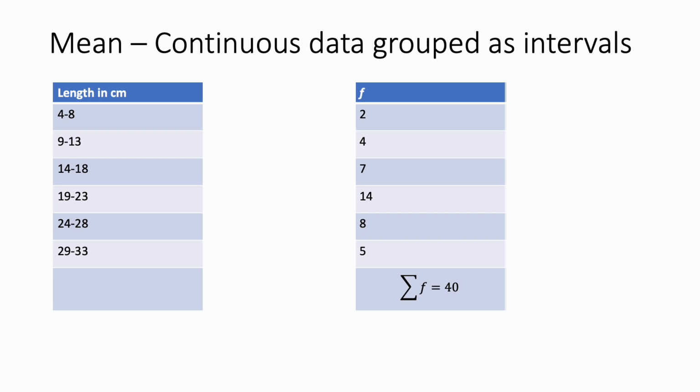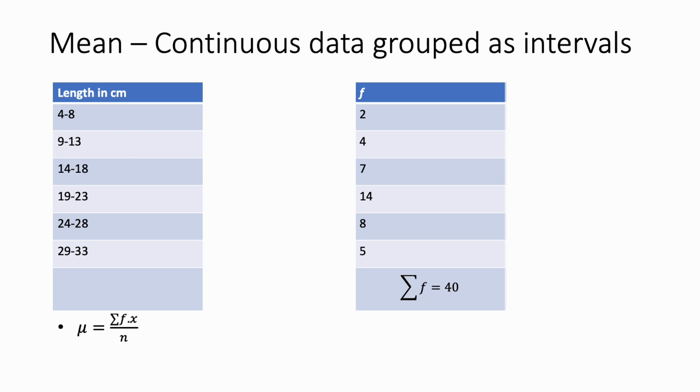Suppose we are now given ranges of values and their frequencies. This is common in continuous data where exact values cannot be measured. Refer back to the earlier video on continuous data if you don't know what we mean. For example, here are lengths measured and they are given as groups or intervals. So the first length group is from 4 to 8 centimeters, and this group is represented twice. So this is why its f value is 2 in the first row. 9 to 13 appears 4 times, 14 to 18 appears 7 times, and so on.